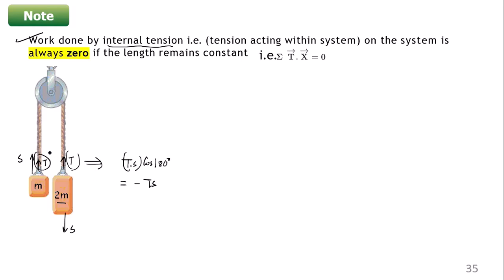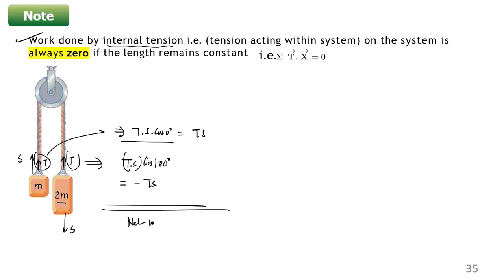On this, what is the work done? Work done should be T into S into cos of 0 degree. Why? Because the angle is now 0 degree. So this TS, as a whole, if I calculate the net, it is going to be 0. Yes, sir. So why? Because it is an internal force. It is developed internally. Initially the tension was not there. Once I hang the block, then only the tension will come. So tension is acting within the system.